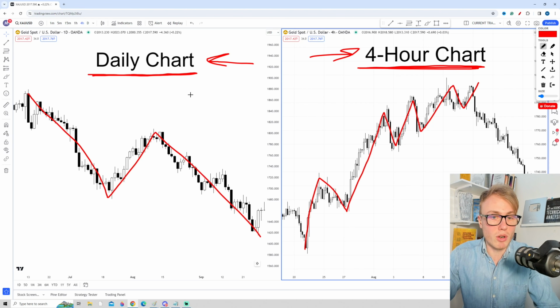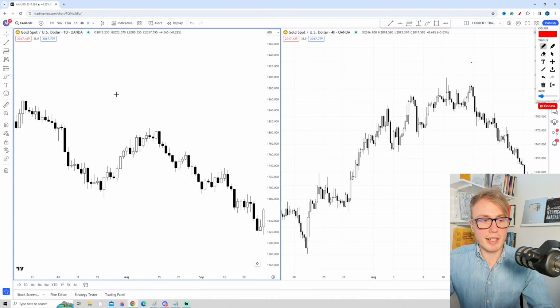Or if you trade on, let's say, the 15-minute time frame, then your minor time frame might be 3-minute or 1-minute candles. But let's take a closer look here.